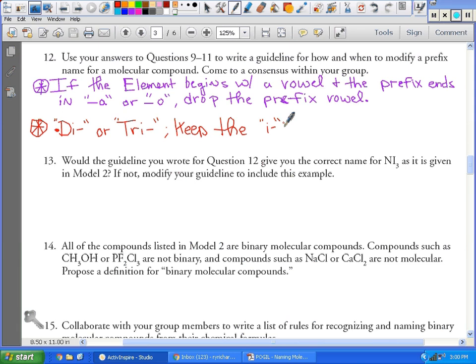Would the guideline you wrote for question 12 give the correct name for NI3 as it is given in Model 2? If not, modify your guidelines. Now, because I wrote that part in red, it does give us the correct answer. Because what is the name of NI3? Do you double I? Yes. Nitrogen triiodide.